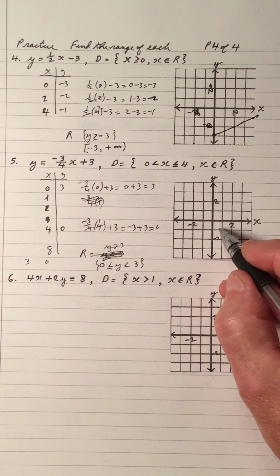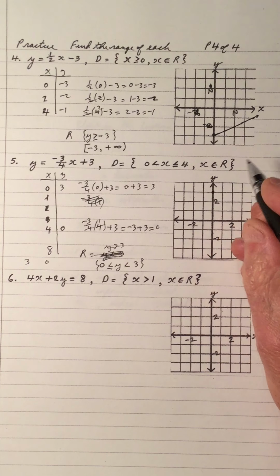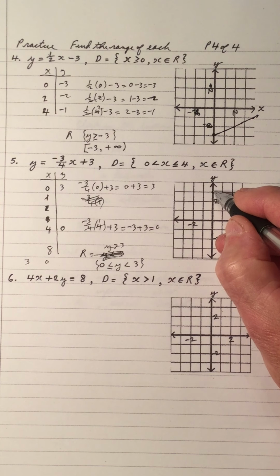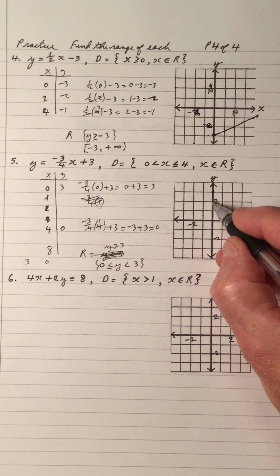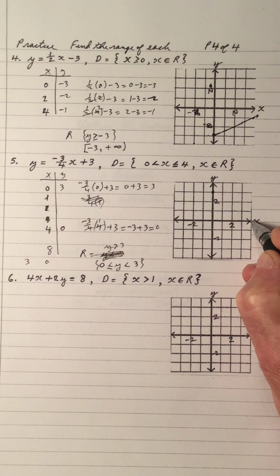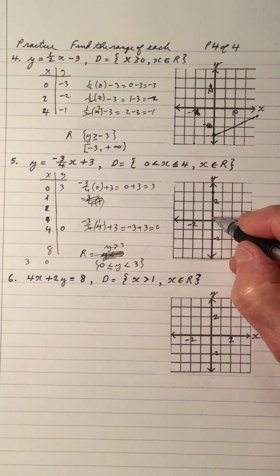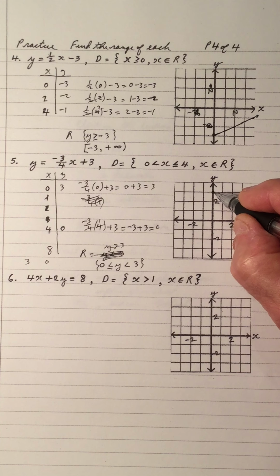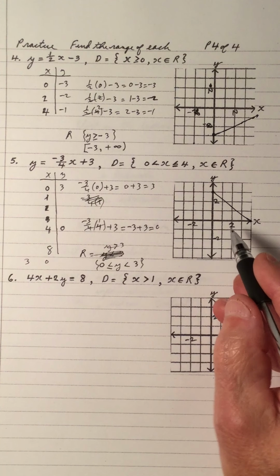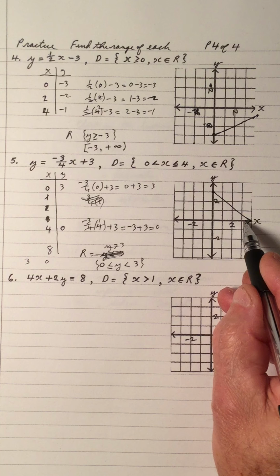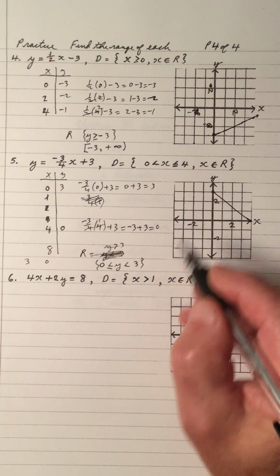And let's see, the y-intercept is 3 right there. And the slope is down 3, right 4. Down 3, right 4. So as it happens, I start at 0 and go to 4. So there it is. That's the interval from 0 to 4. And notice the y value is going from 0 up to 3.